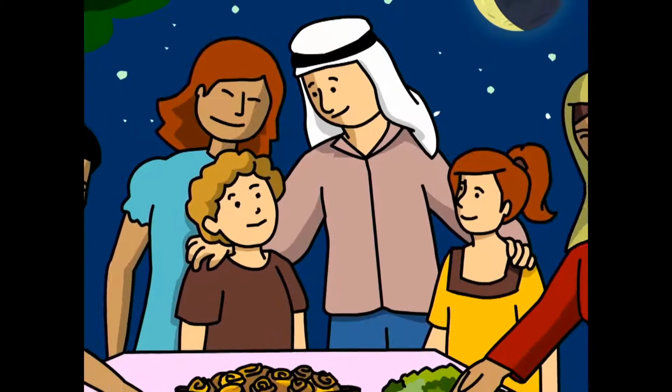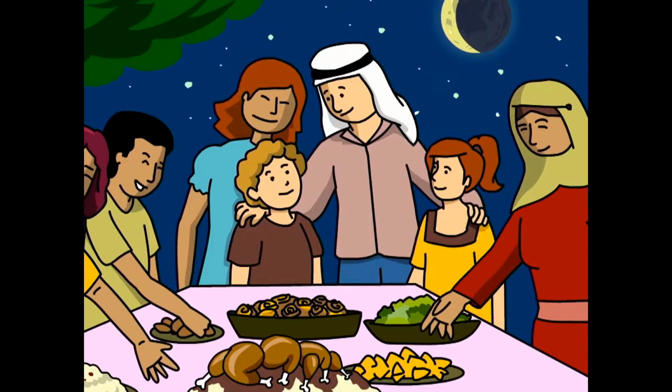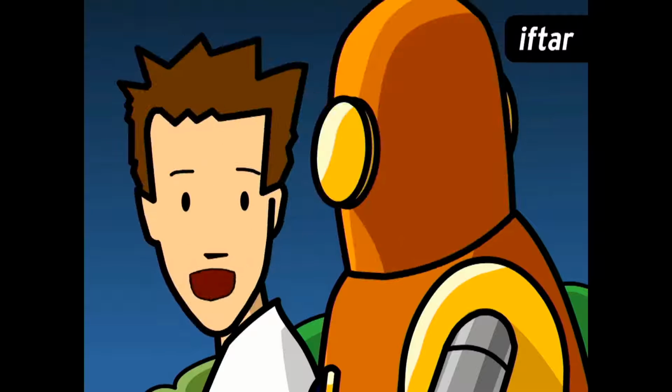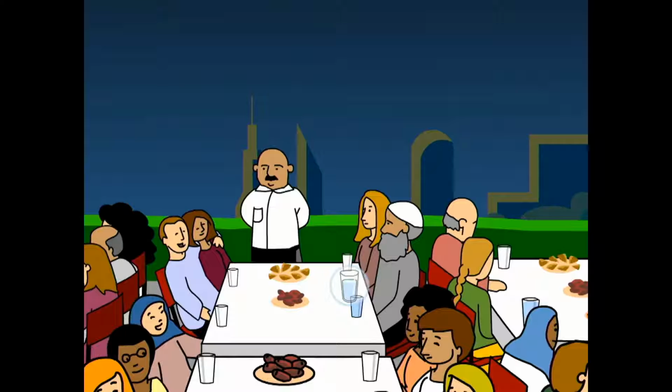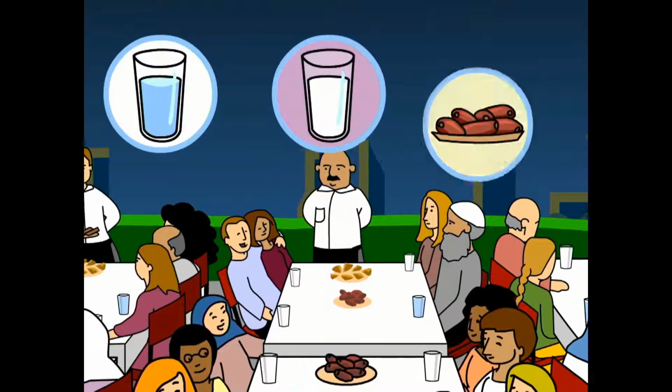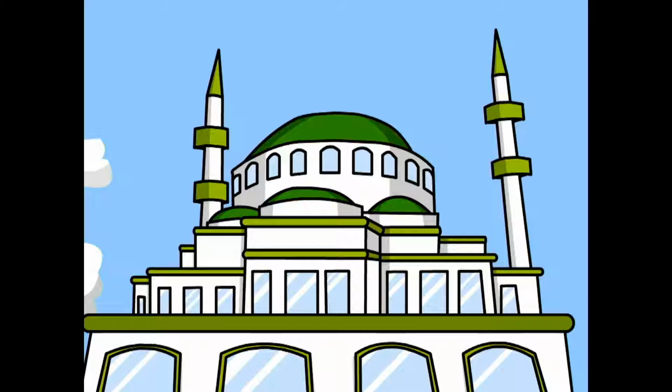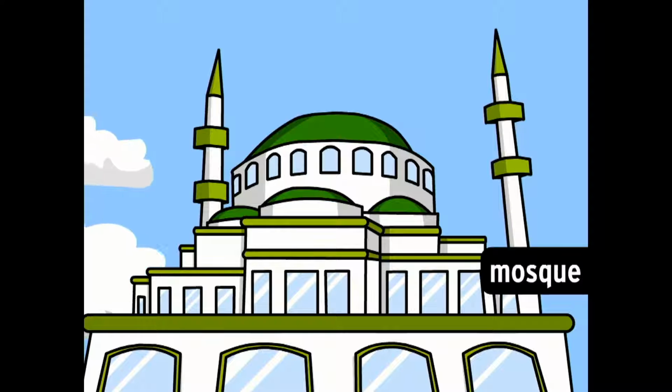Well, spending time with family and friends is also a big part of the holiday. When each day ends, observers of Ramadan gather together for a special meal called iftar. That's what we're about to have ourselves. They break their fast with water, milk, and sweet fruits called dates, and then eat dinner together. Afterward, they'll often go to a mosque, a place of worship, to hear a portion of the Quran read out loud.